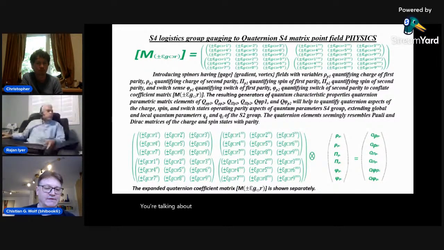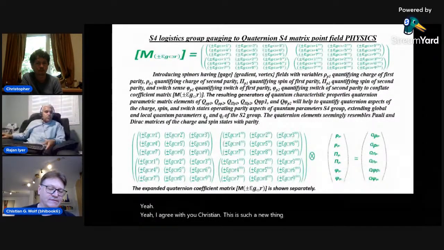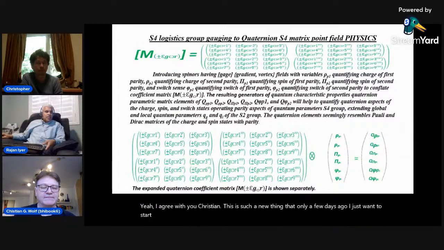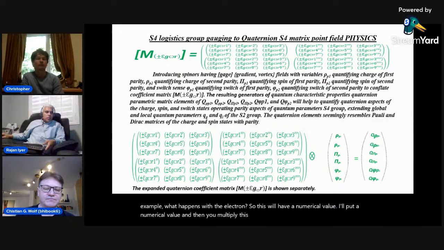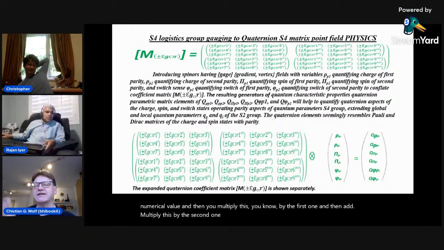This is such a new thing that only a few days ago I just wanted to start doing it, and what I call thinking aloud about this one. What you mentioned is true. I had to have a value here. That's what I will try to do, find examples and put values. For example, what happens with the electron. So this will have a numerical value. I'll put a numerical value, and then you multiply this by the first one, and then add this. Multiply these. We don't need to do that now. I need to leave now.